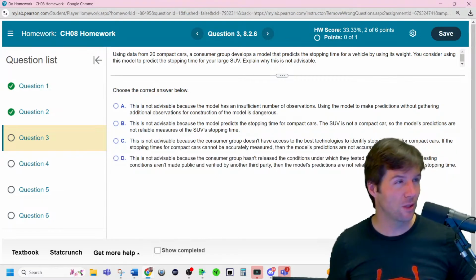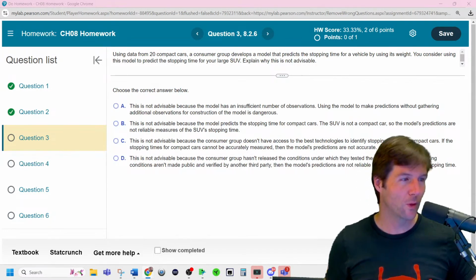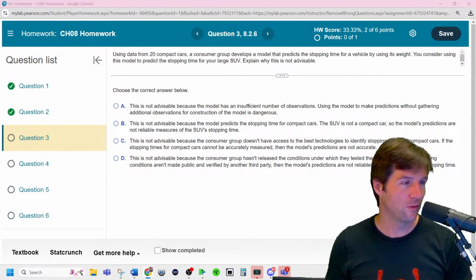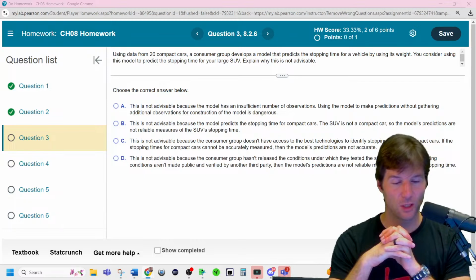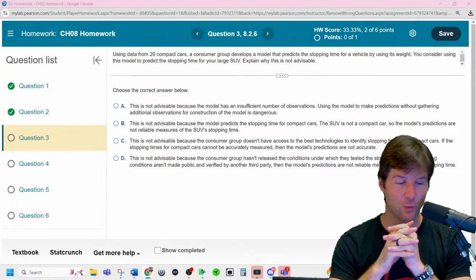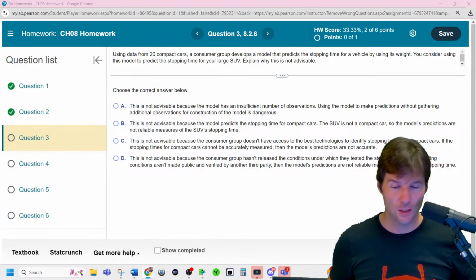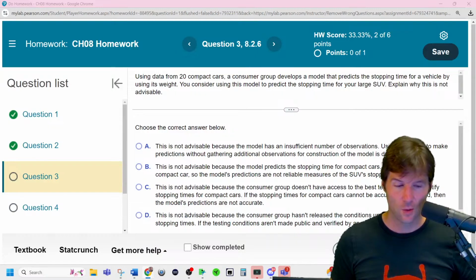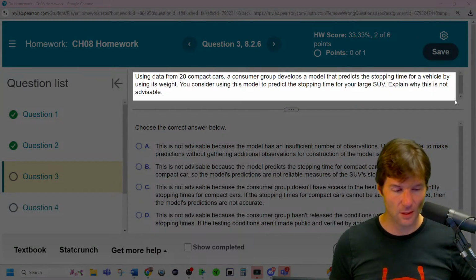Here we are with question number 3. We're gonna get the full homework done. Question number 3 lets us review the idea of extrapolation. Using data from 20 compact cars, the consumer company wants to predict the stopping time for a vehicle by using its weight. You consider using this model to predict a large SUV. So they trained this data, or learned, from compact cars. Don't read their answers. You want to think, what is wrong with this? They're going to predict an SUV, and its stopping time.